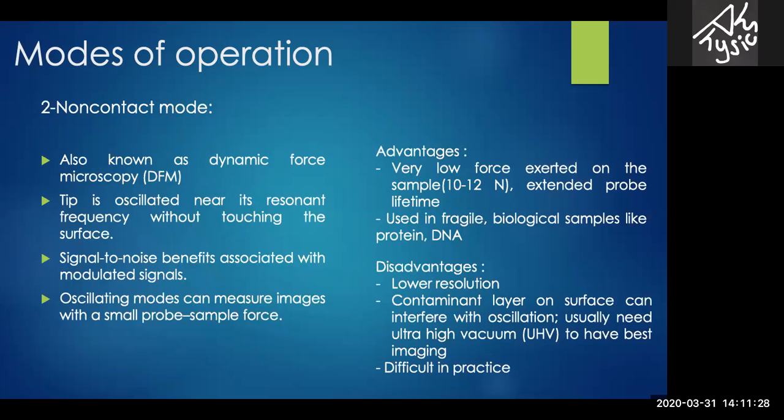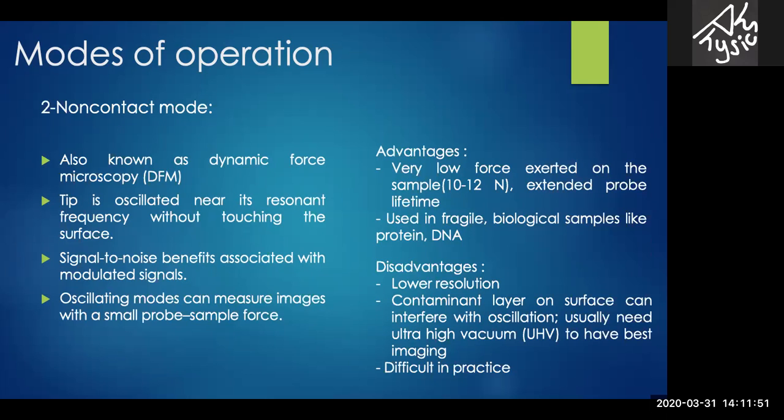The second mode of operation is non-contact mode. It's also known as dynamic force microscope. The tip is oscillated near its resonant frequency without touching the surface. Signal-to-noise benefits are associated with the modulated signals. Oscillating modes can measure images with a small probe-sample force.